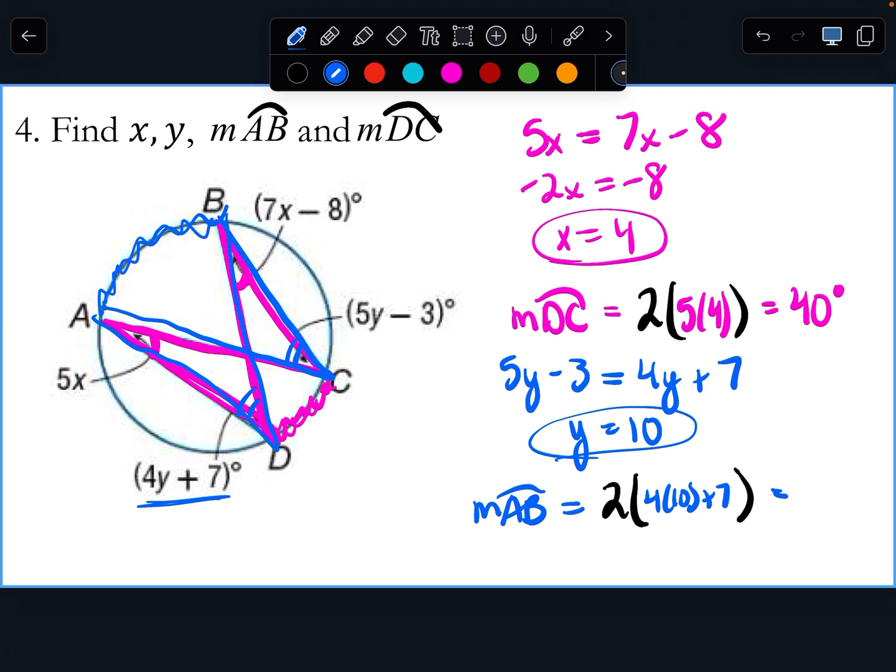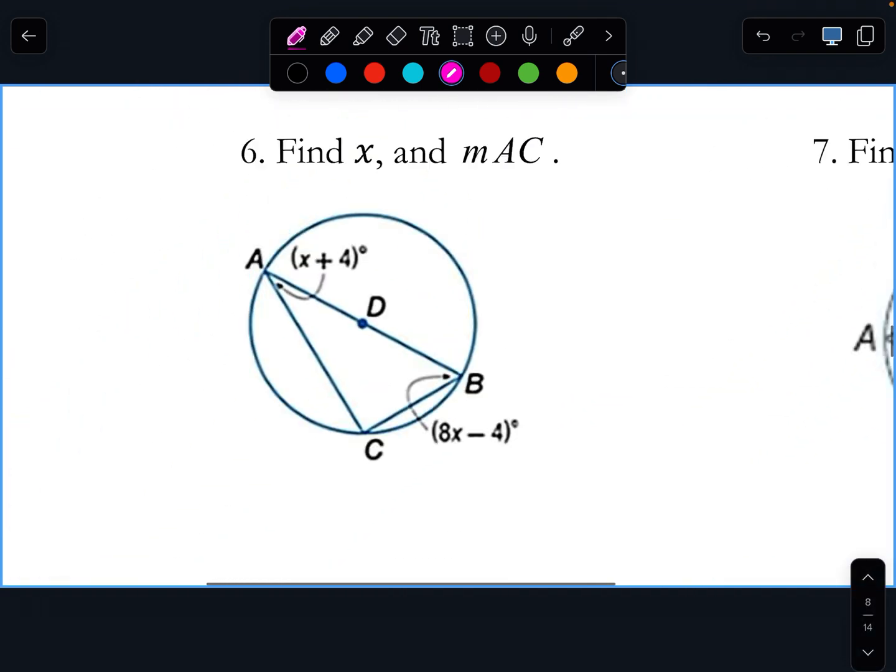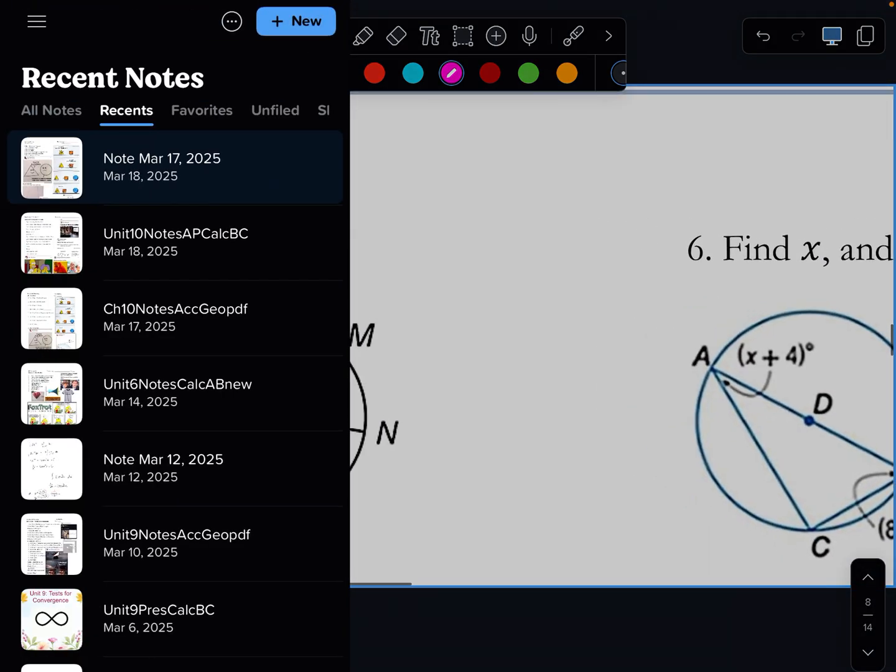47 times 2 is 154, right? Degrees. 47, 154. What am I talking about? 94. Oh, that was embarrassing. Couldn't think of any numbers.